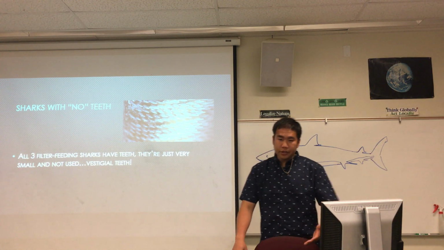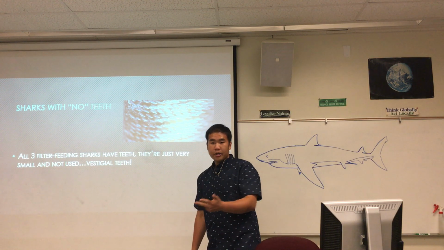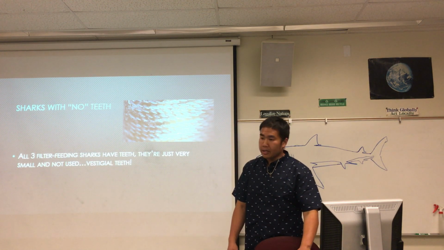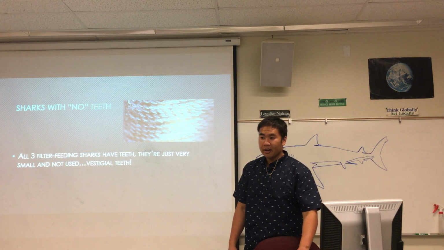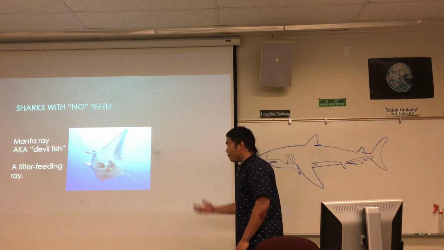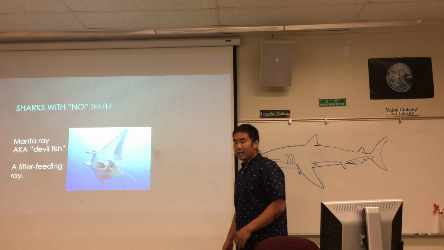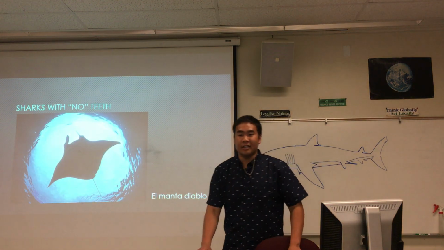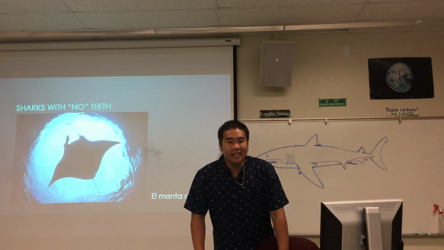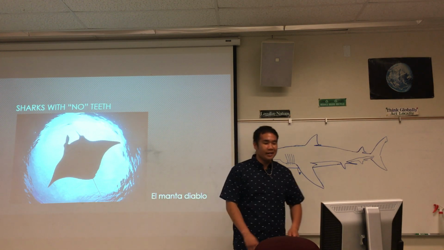In addition to these three sharks, whale shark, basking shark, megamouth shark, you also have a ray that does this. Anybody know which ray? Yeah, manta ray. This is the manta ray, a big ray that also does filter feeding. In Mexico, it is known as El Manta Diablo. Why? Because those two fins look like horns.